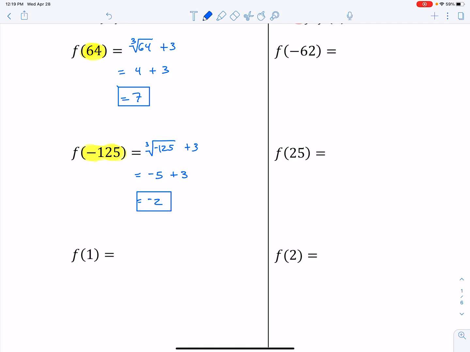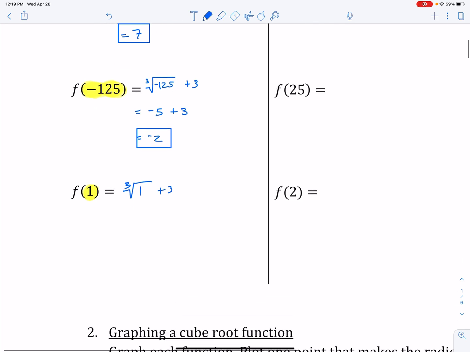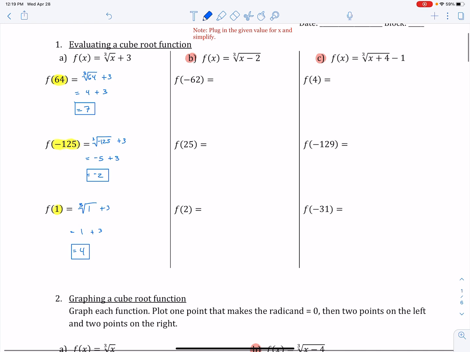Okay. And then lastly, we have 1 here. We just need to do the cubed root of 1 plus 3. The cubed root of 1 is just 1. Plus 3, so my solution is 4. All right, go ahead and do B and C on your own.